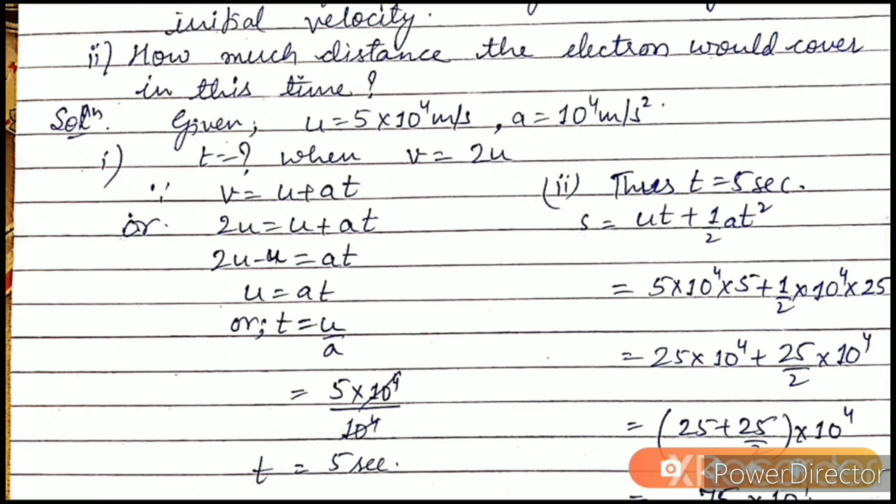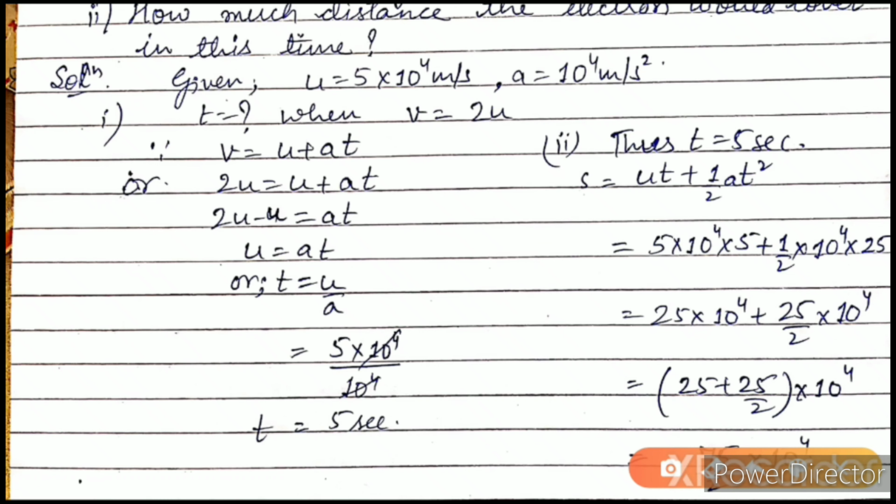Now come to next, that is t is equal to 5 seconds. Now let us calculate in the second case how much distance the electron would cover in this time. We have to calculate the distance. We know that s is equal to ut plus half at square.